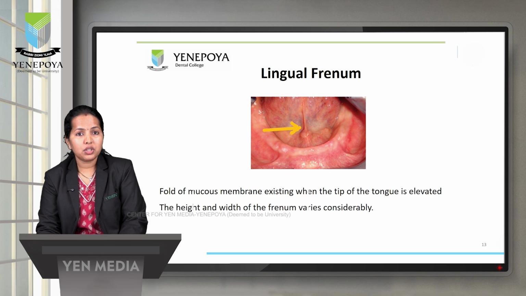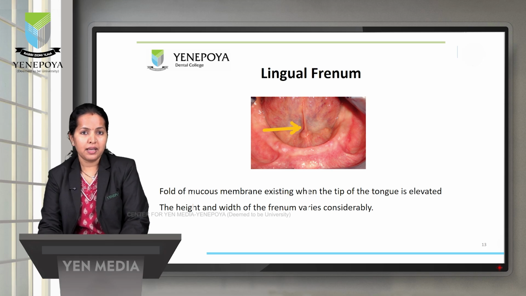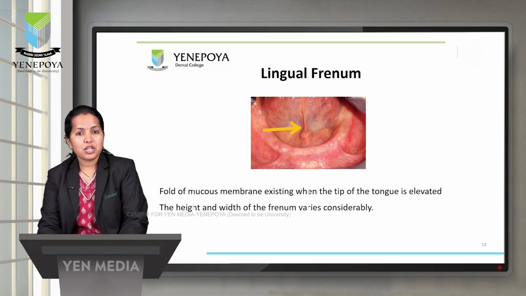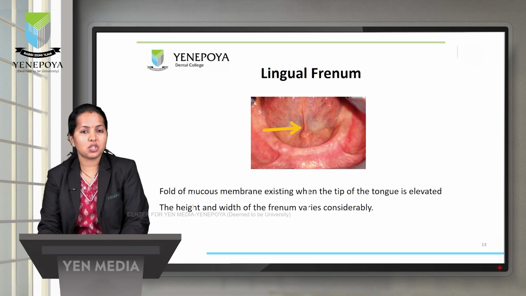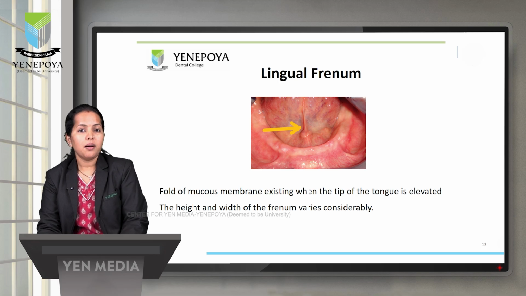Lingual frenum. It is the fold of mucous membrane seen when the tip of the tongue is elevated. The height and the width of the frenum vary considerably. If the lingual frenum attachment is at a greater height, it is called tongue tie. Proper relief has to be given in this region, or else it will lead to lifting of the denture while talking.